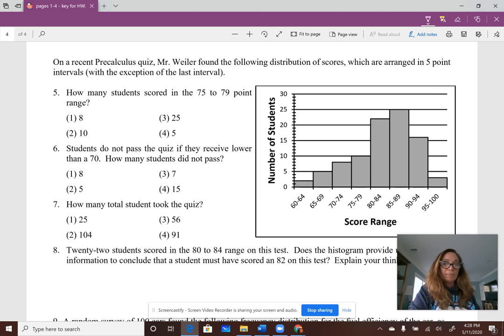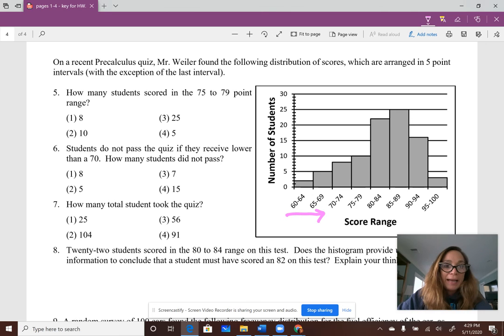Okay. All right. On a recent pre-calculus quiz, this is a histogram. So now a histogram is just a special type of bar graph where everything kind of flows from interval. So you'll see that it goes from 64 to 65. They have to be connected. That's the whole point of a histogram. It has flow. Okay. And it always goes from least to greatest down here. So just make sure that you don't ever start with the 95 to 100.